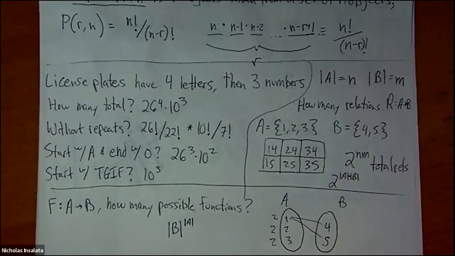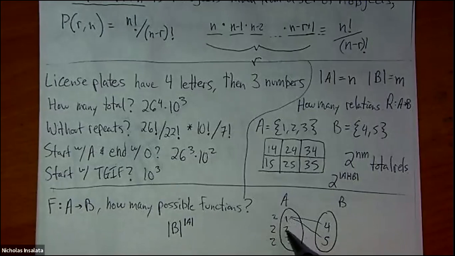Does everyone see that, right? Because we got the size of B multiplied by itself an A number of times. Yeah? Make sense? Any questions there?